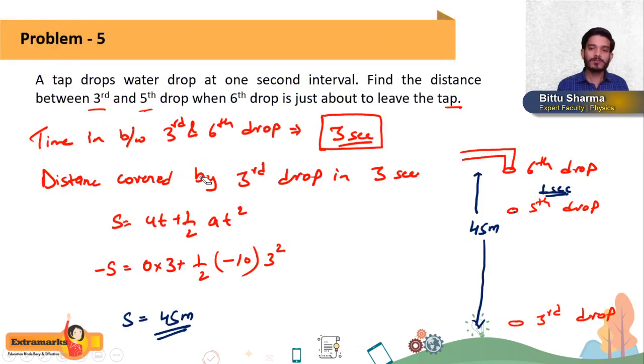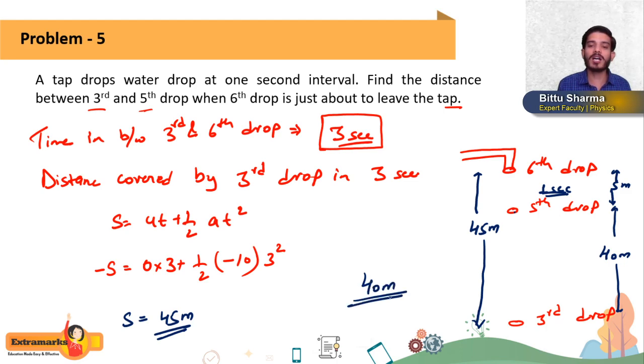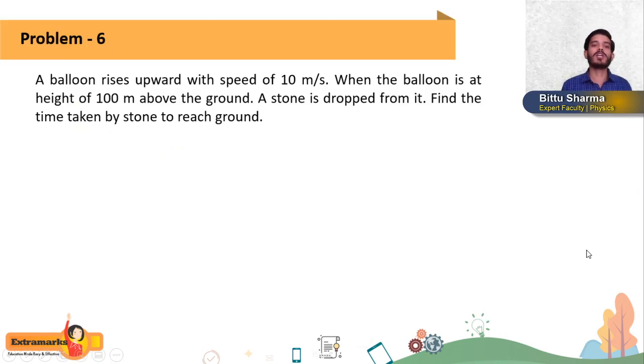Means you can see here, this distance will be 5 meter. If this distance is 5 meter, then what is the distance between the fifth and third drop? It will be 40 meter. So 40 meter is the correct answer, because the total distance is 45. Out of that, this is 5, so the remaining distance will be 40 meter.